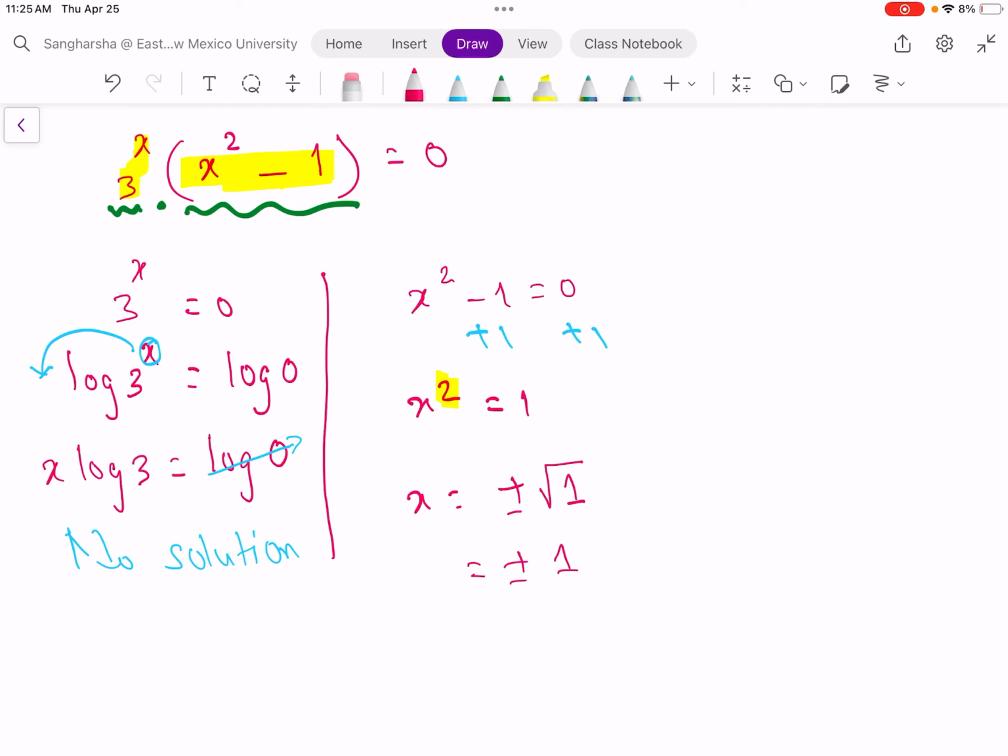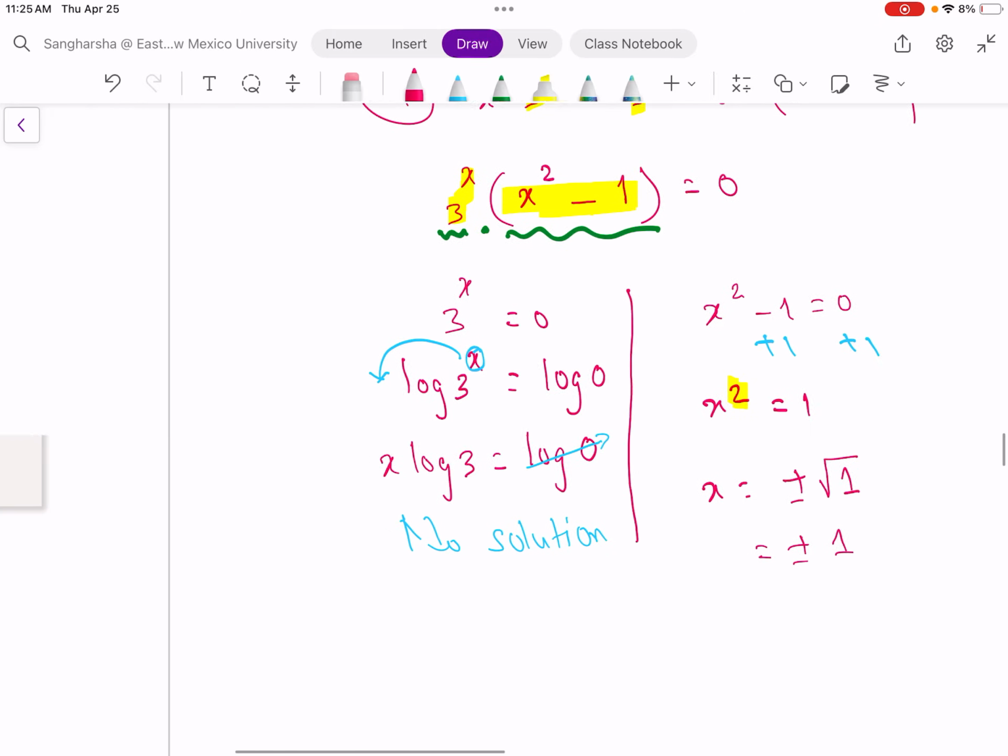Good. So two methods. Whenever you see an exponential equation, always try to make the same base. If you have the same base, then you can just write the exponents equal to each other. The second method is, if you can't make the same base on both sides, you apply log on both sides. You can take a common log or natural log, it doesn't matter. So these are the two methods to solve an exponential equation.